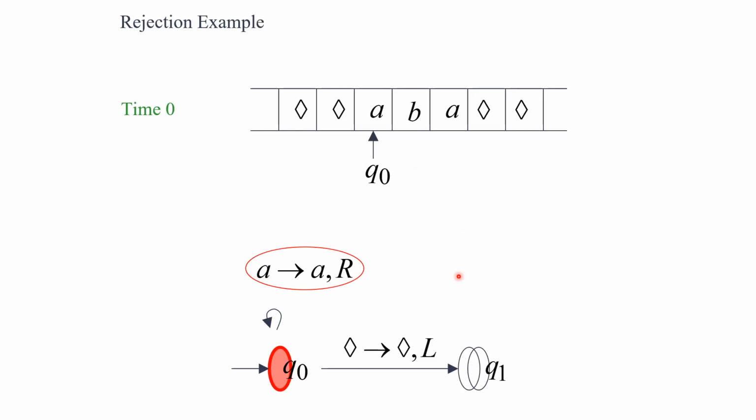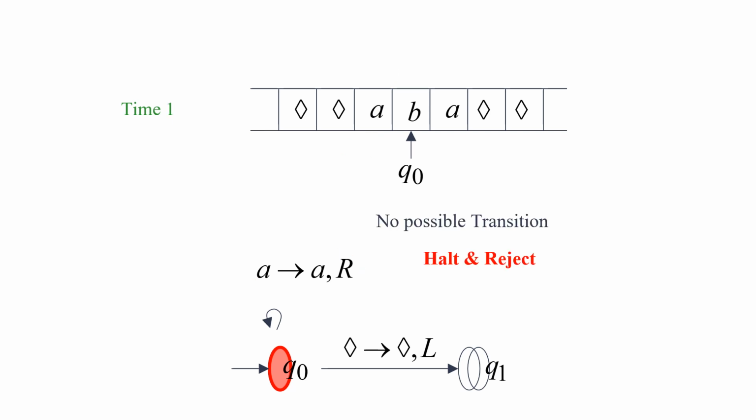In this way, we can easily understand how the Turing machine acceptance problem works. Now let's see rejection. Suppose this is a string: we have A, we put A and move to the right-hand side. Then we have B, and there is no possible transition written for B. So it halts and rejects.